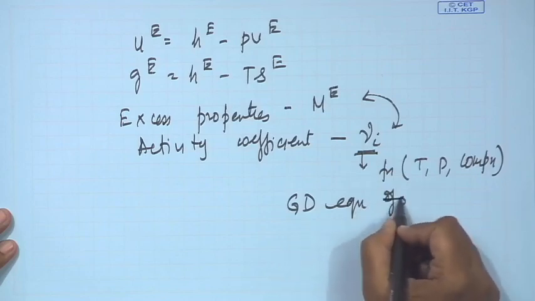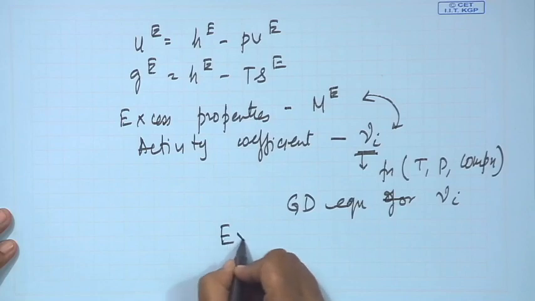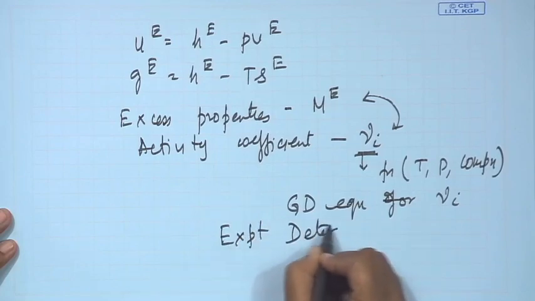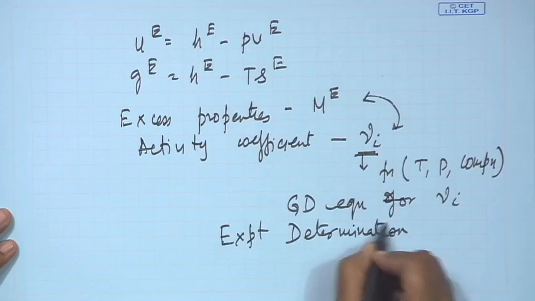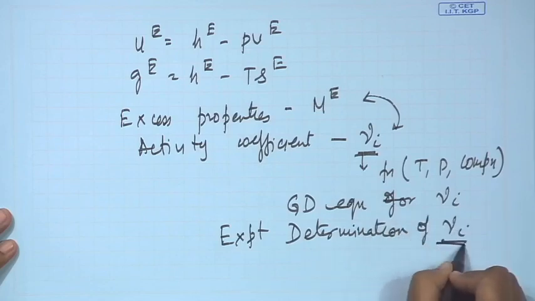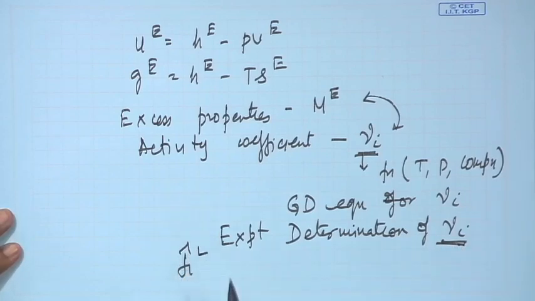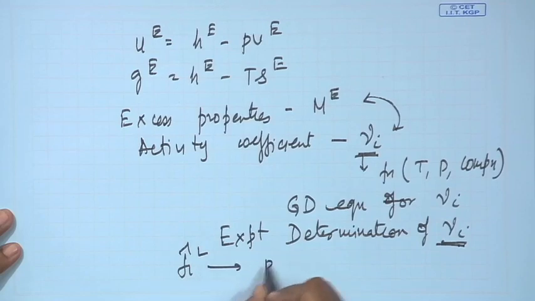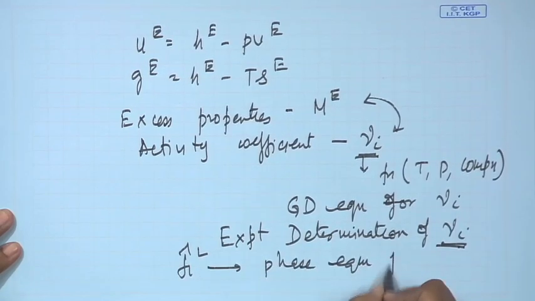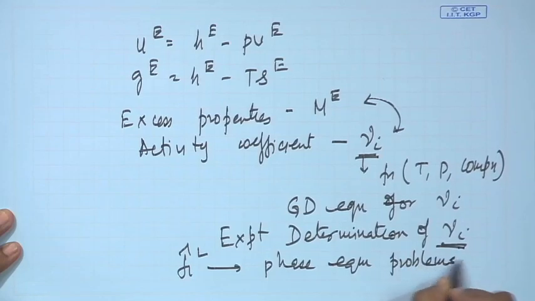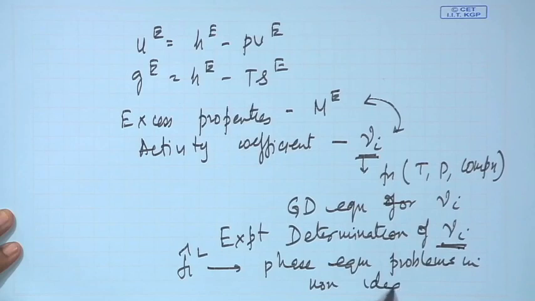We would be deriving an equivalent Gibbs-Duhem equation for gamma I, and then we would like to find out how we can determine gamma I from known experimental parameters, because finally the prediction of gamma I would help us calculate the fugacity in the liquid phase, from where we can proceed to further phase equilibrium problems in non-ideal solutions. So, we enter the domain of non-ideal solutions in the next class, and it will make your journey of thermodynamics slightly more difficult, but I hope you will be enjoying it with us. Thank you very much.